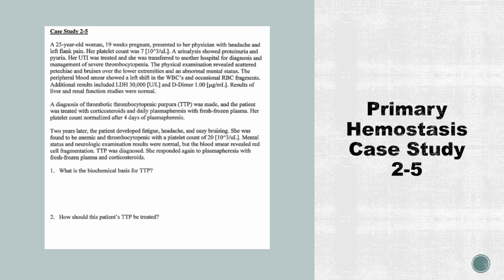2 years later, the patient developed fatigue, headache, and easy bruising. She was found to be anemic and thrombocytopenic with a platelet count of 20. Mental status and neurologic examination results were normal, but the blood smear revealed red cell fragments. TTP was again diagnosed, and she responded again to plasmapheresis with fresh frozen plasma and corticosteroids.